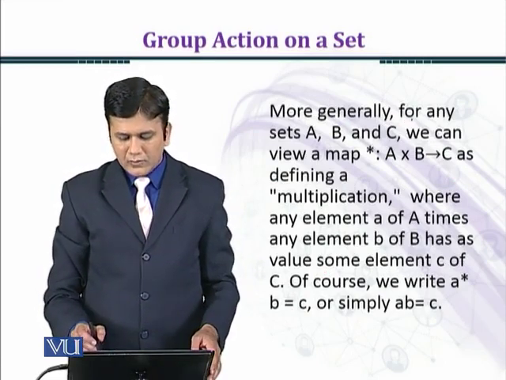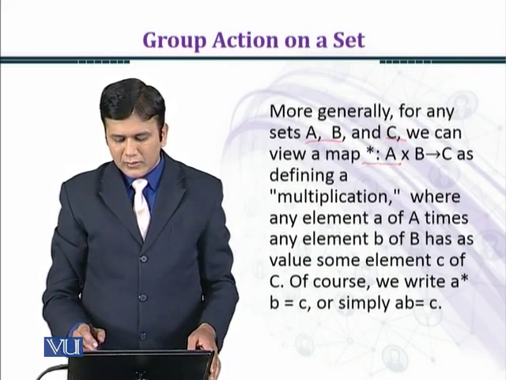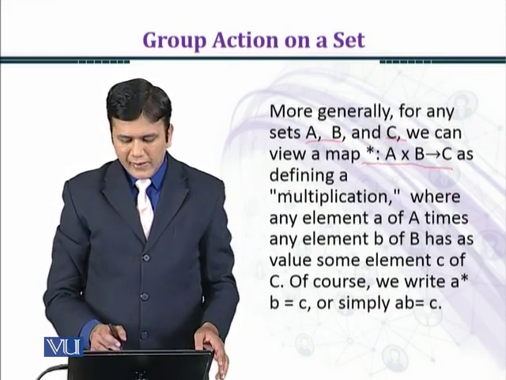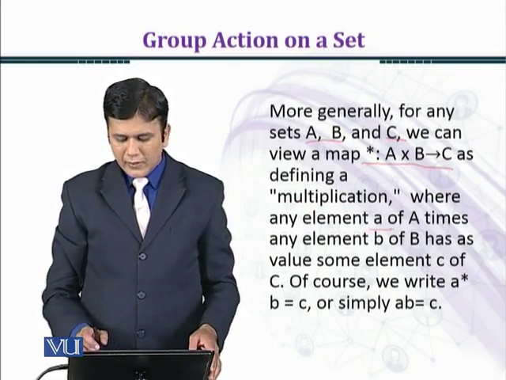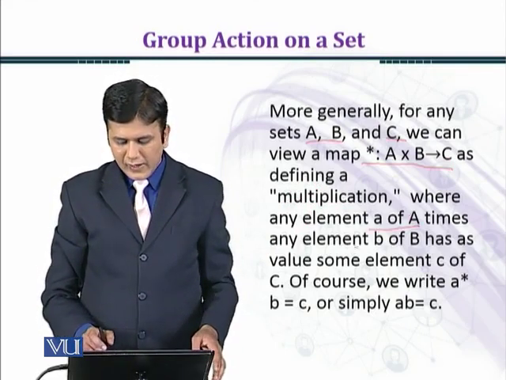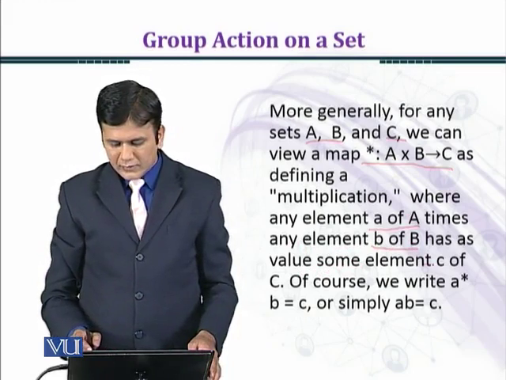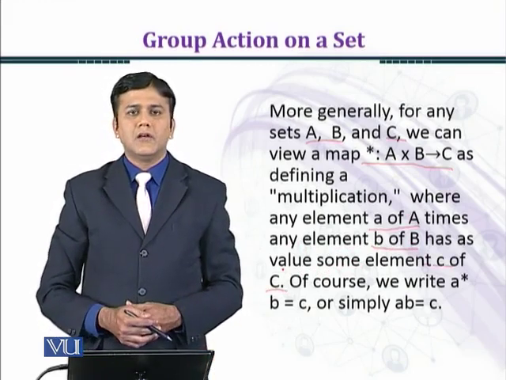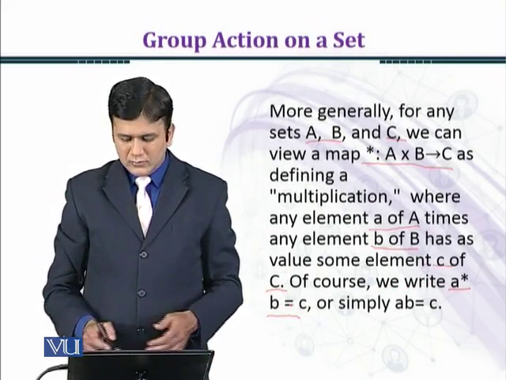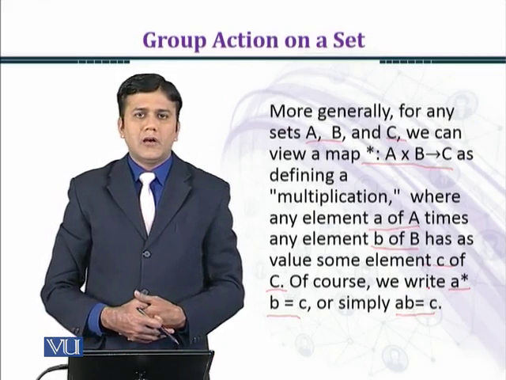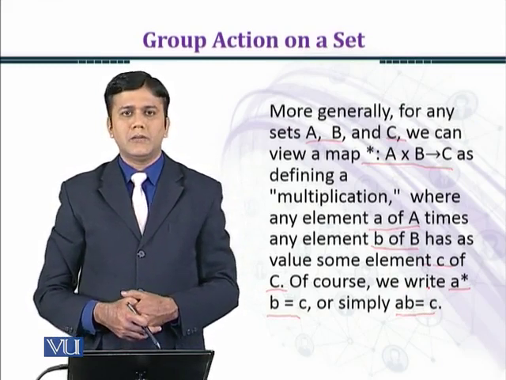More generally, for any sets A, B and C, we can view a map star from A cross B to C as defining a multiplication where any element a of A times any element b of B has as value some element c of capital C. Of course, we write a star b equal to c or simply ab equal to c. We can replace star by multiplication operation.